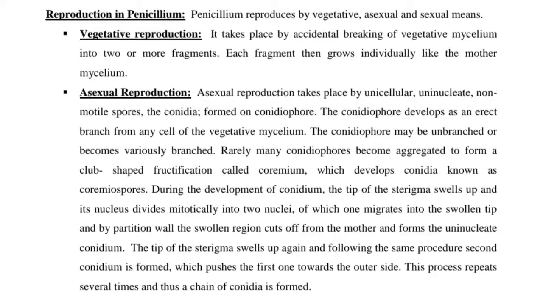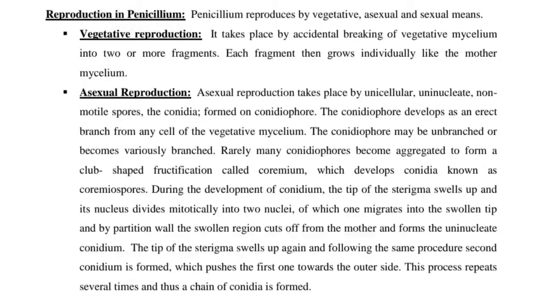Asexual reproduction. Asexual reproduction takes place by unicellular, uninucleate, non-motile spores, the conidia, formed on conidiophore. The conidiophore develops as an erect branch from any cell of the vegetative mycelium. The conidiophore may be unbranched or becomes variously branched. Rarely many conidiophores become aggregated to form a club-shaped fructification called choremium, which develops conidia known as choremiospores.